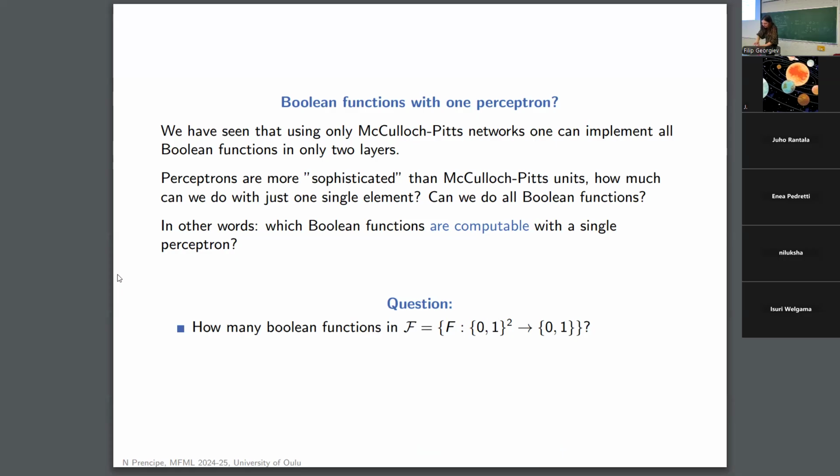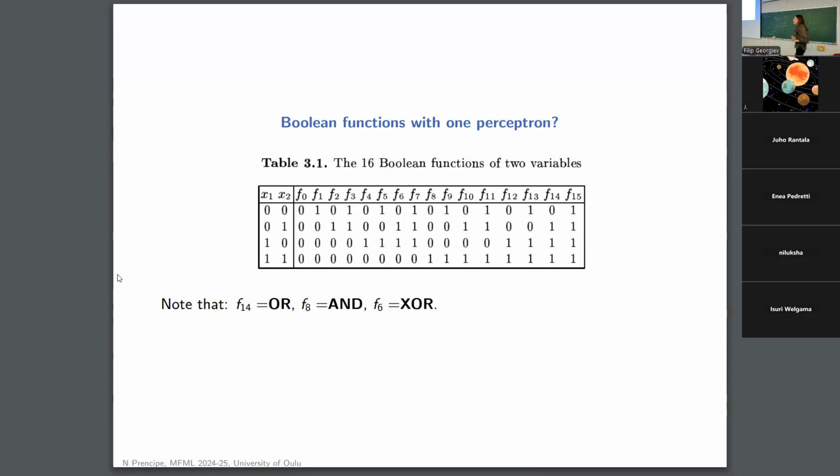Yes, because last time we counted the possible outputs that you can have. And last time we saw that for n, it was 2 to the power of 2 to the power of n, right? So if we put n equal to 2, you obtain 16. And if you can recognize between these brothers and sisters, you can recognize that F14 is the OR, F8 is the AND, and Fx is the XOR.